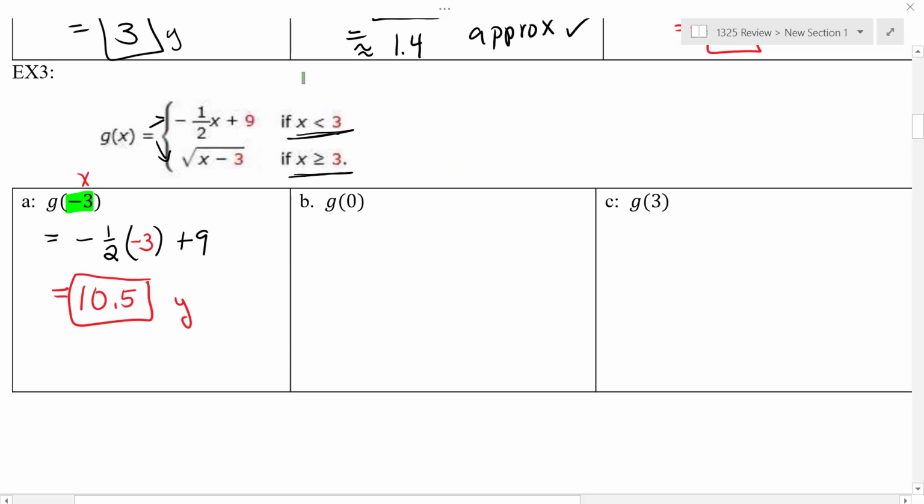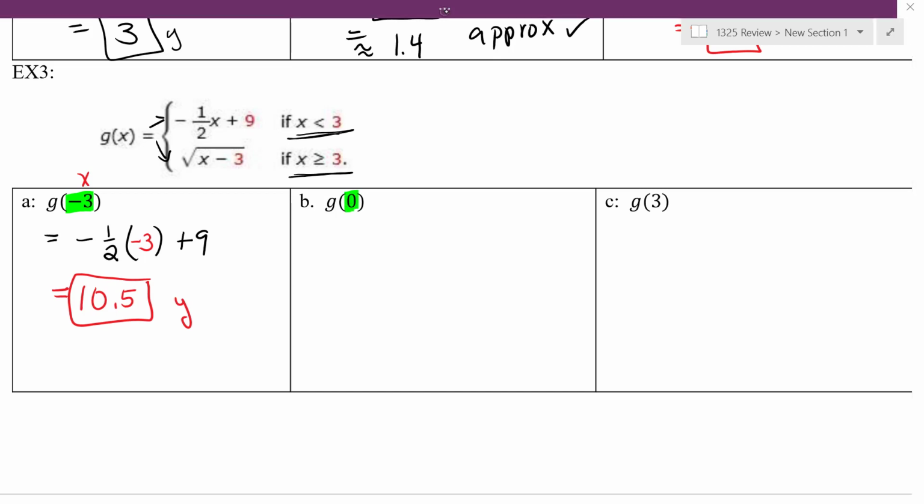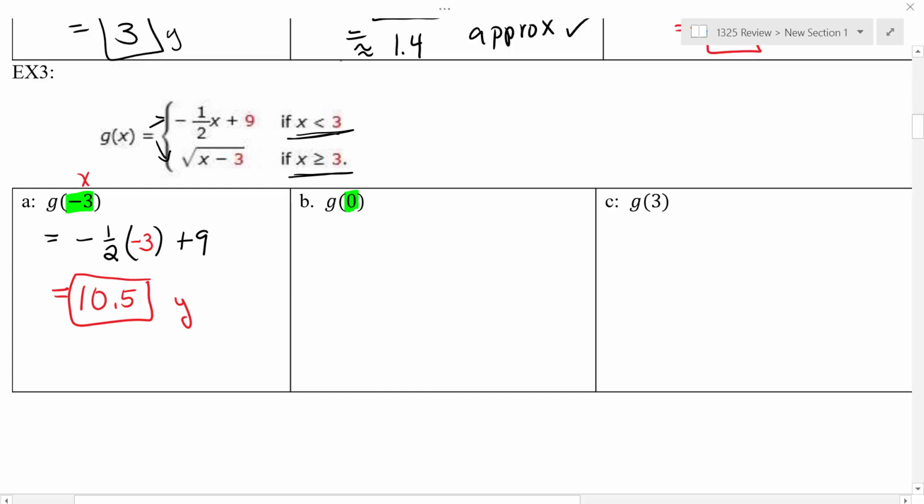Alright, now let's look at part B. We're asked to find g of 0. So the x value that I'm asked to use for this function is 0. So I want to know, does 0 fit into the top inequality to make it true, or the bottom inequality to make it true? So everywhere I see an x, I'm going to replace that with a 0 in those inequalities.